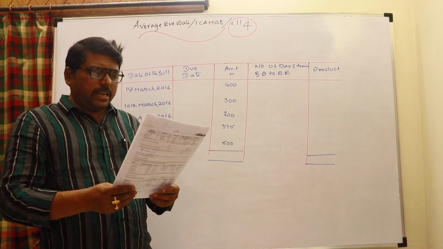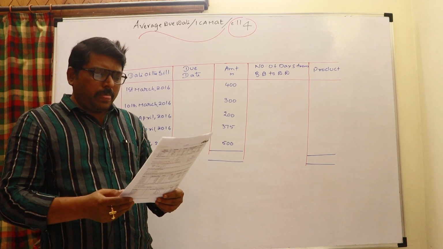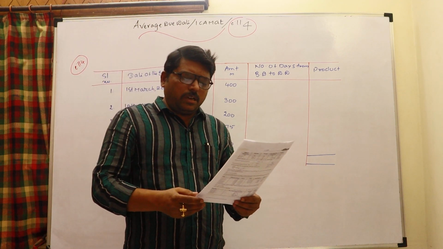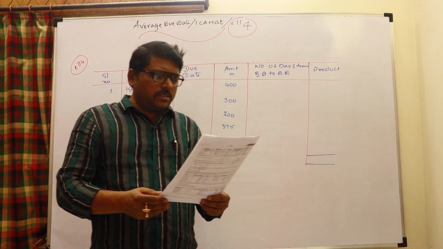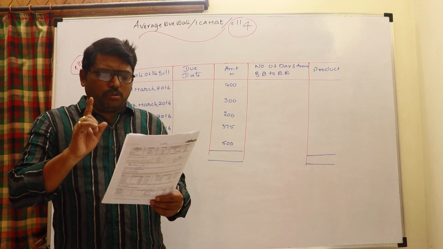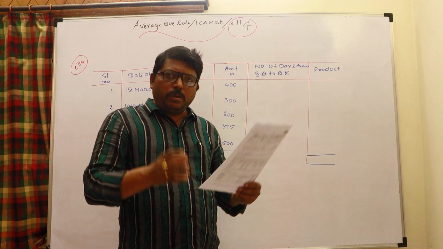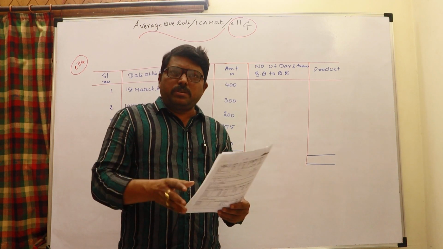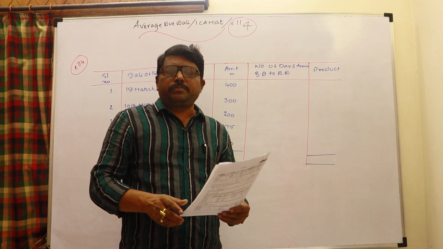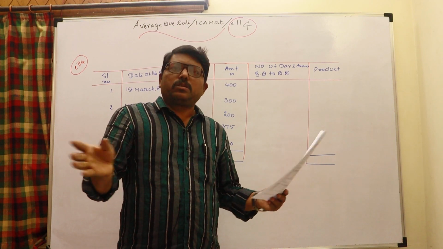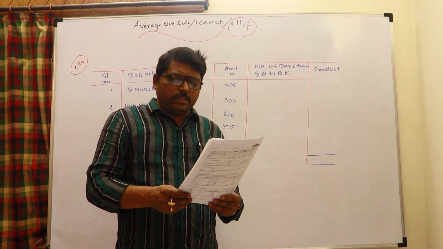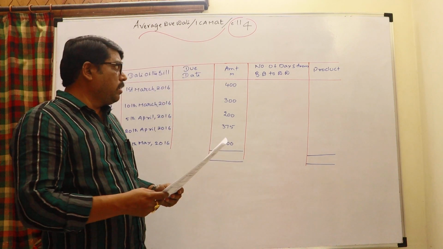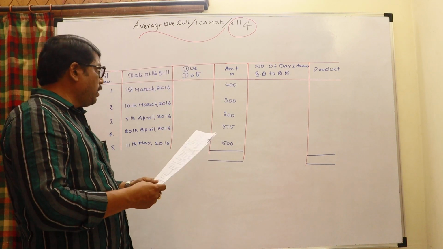A trader having accepted the following several bills falling due on different dates has now decided to have these bills cancelled and to have one new bill for the amount payable on the average due date. He would like to cancel all these bills and find out the average due date on which to pay. So as a lump sum, they would like to draw one bill. We need to calculate the average due date from the given particulars.